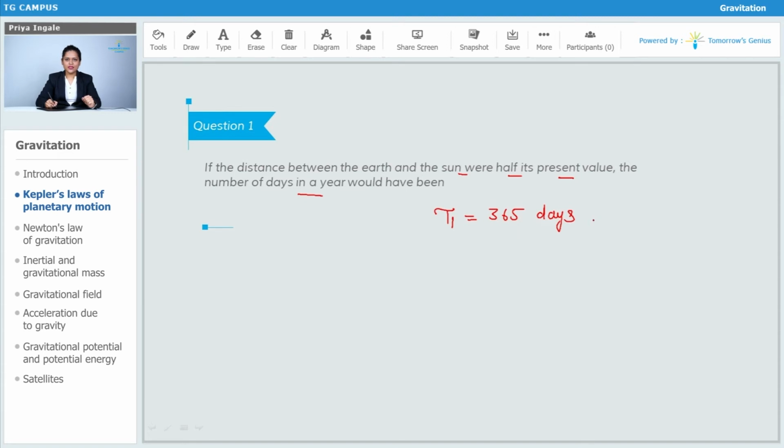So in that case, if I'm taking that distance between the sun and the earth as R1, I'm asked to calculate T2. Okay, if that distance becomes half the present value, that means R2 is equal to R1 by 2. Now it is based on the concept which we have just seen, Kepler's third law, right? So there we have seen that T square is directly proportional to R cube. So according to the given data and the asked quantity, we'll just take the ratio.